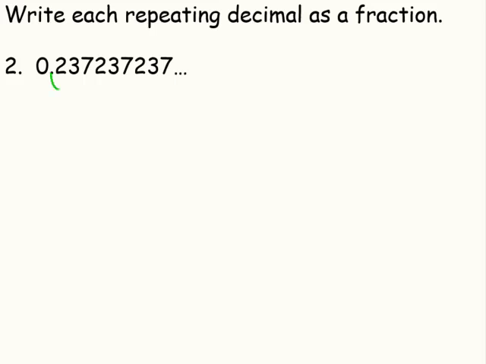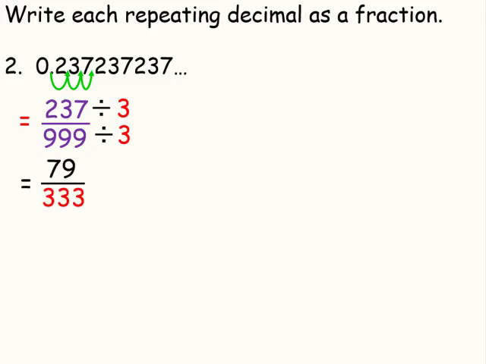Since this problem is repeating after 3 decimal places, we'll write it over 999. One of our divisibility rules is if the sum of the digits is divisible by 3 or 9, the number itself is also divisible by 3 or 9. 2 plus 3 plus 7 is 12. Since 12 is divisible by 3, 237 will also be divisible by 3. When we divide, we'll get 79 over 333. And the long way.